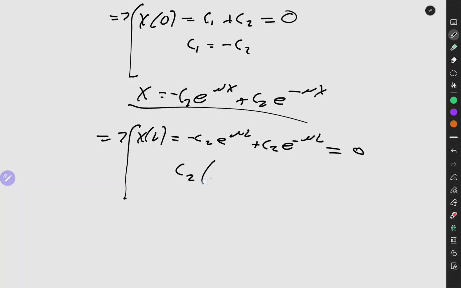E to the, no, let's do this. Let me rewrite it. So I'm going to do it like this. I'm just moving these around. Equals 0. So now we're at this point. What do we do? Because you can see before we found that C1 is equal to negative C2. Well, can we solve for C2 here?